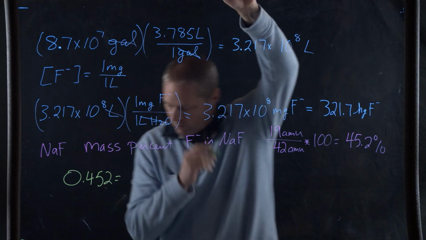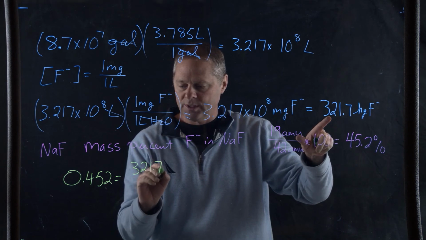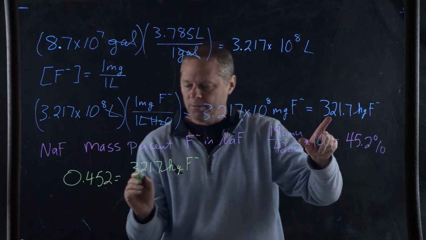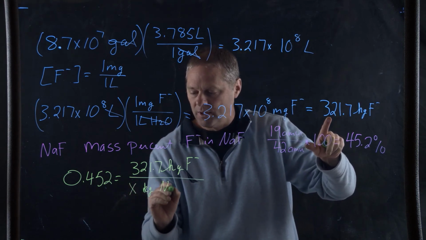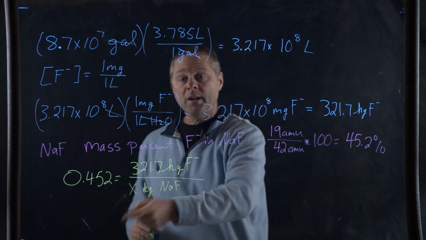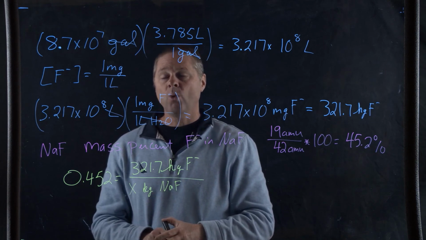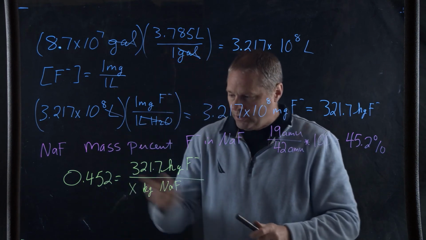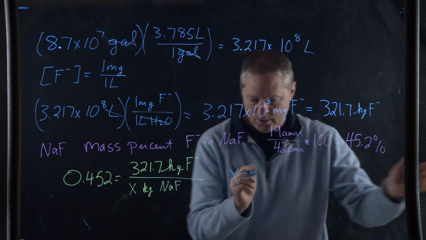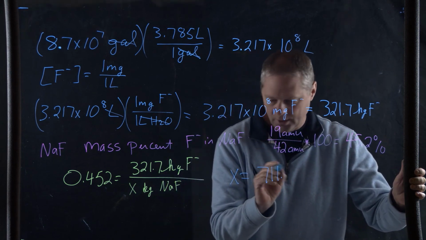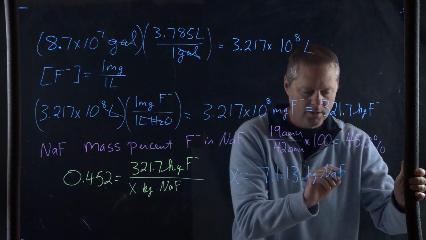If we take the 45.2% and convert that back into decimal form, 0.452 is equal to the mass of fluoride, which is 321.7 kilograms of fluoride, divided by X kilograms of sodium fluoride. This number will tell us how much sodium fluoride we need to add to the 8.5 times 10 to the 7th gallons of water. We do the simple arithmetic, and X is equal to 711.13 kilograms of sodium fluoride.